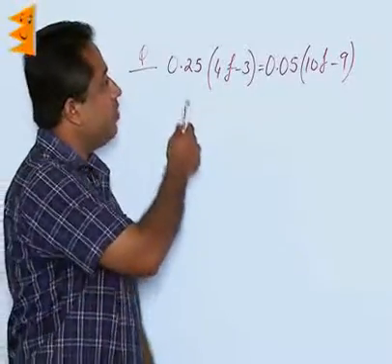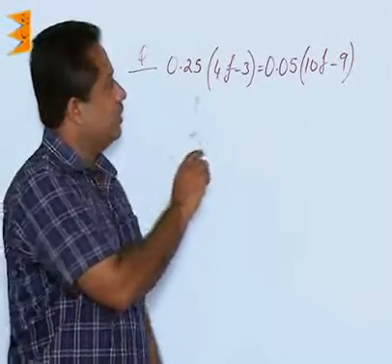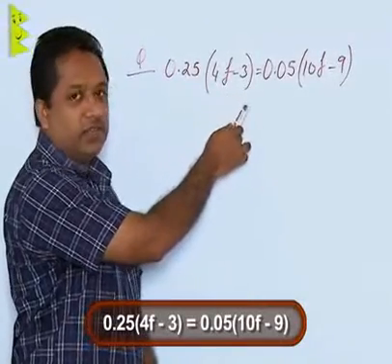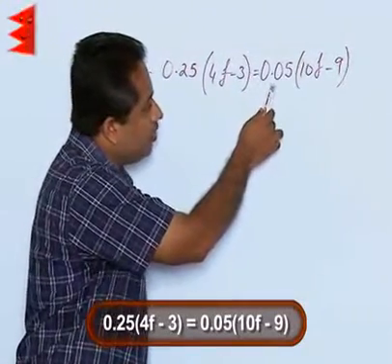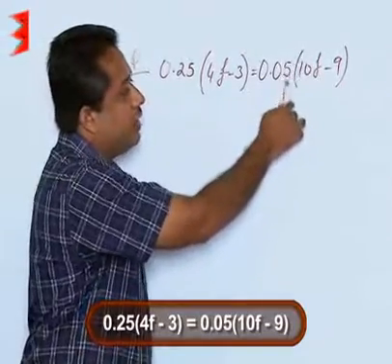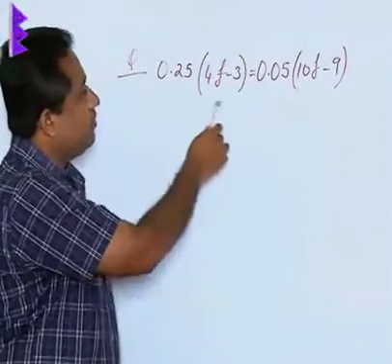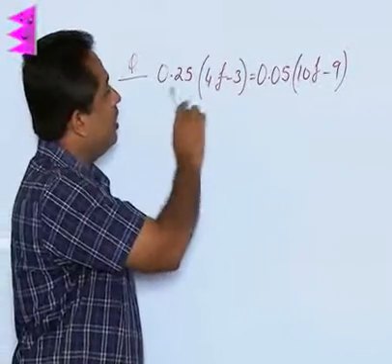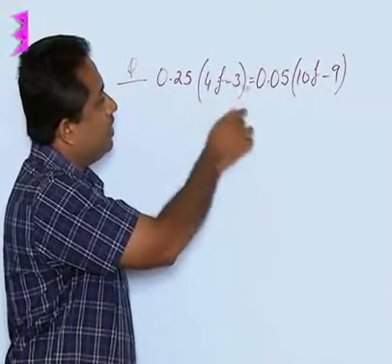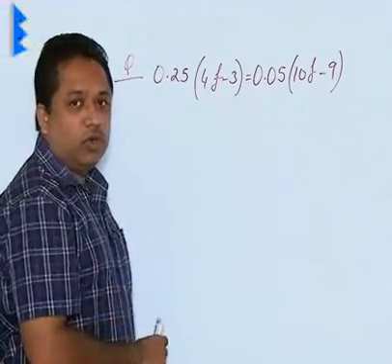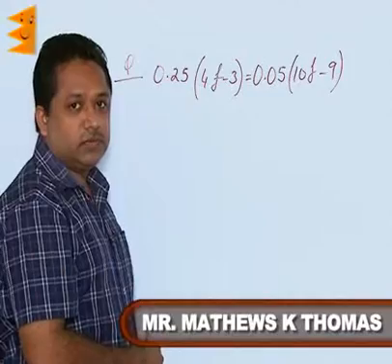This is a question involving decimals. 0.25 multiplied by 4f minus 3 is equal to 0.05 multiplied by 10f minus 9. In this question, we find that there are two LHS. Here on the LHS and RHS, there is a decimal here, there is a decimal here. So what will be the procedure of solving this?